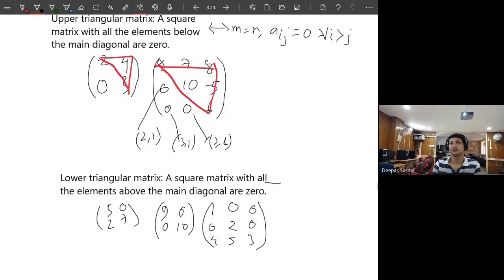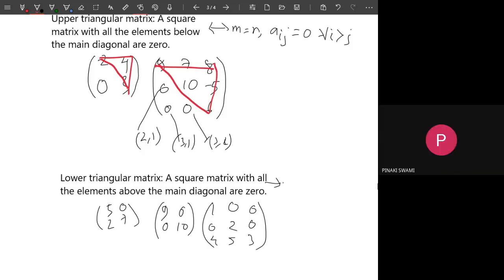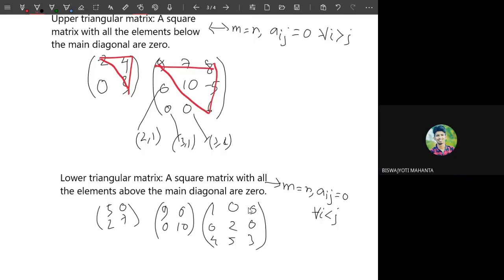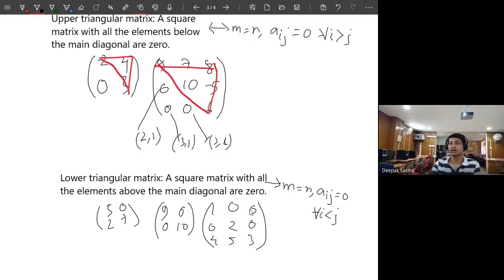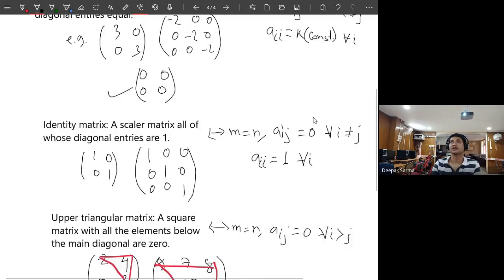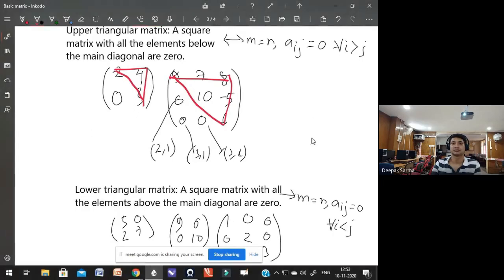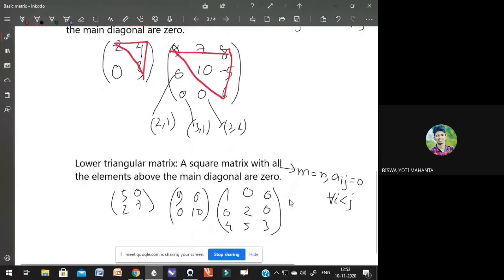Okay, is it clear? So in symbolic notation, it is again a square matrix, and Aij equal to 0. I think all of you can guess what the condition is. i is less than j. So this position is 1 2, this one is 1 3, this one is 2 3, and so on. Whenever i is less than j, the corresponding entries are all 0. Any question?